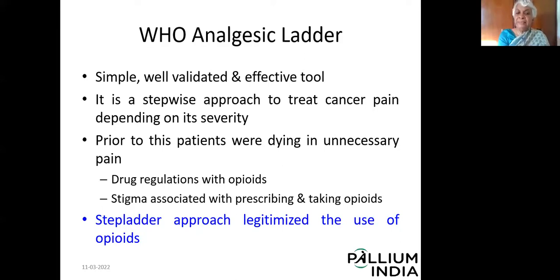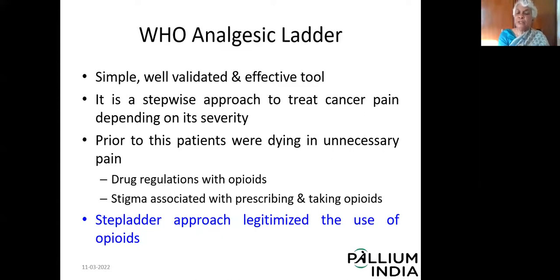Now, before the ladder, people were dying with unnecessary pain for various reasons. One was because of the drug regulations associated with the use of opioids. There was a lot of bureaucratic process, and special prescriptions had to be written, and there were strict laws that prevailed over the use of opioids because of the fear of abuse and misuse. So all that was a barrier for people to access opioids.